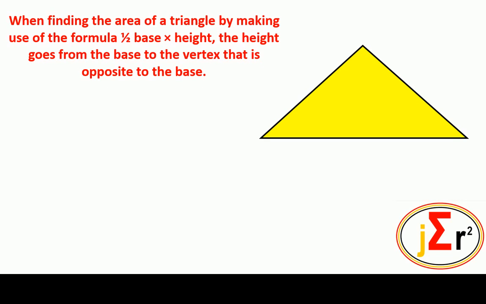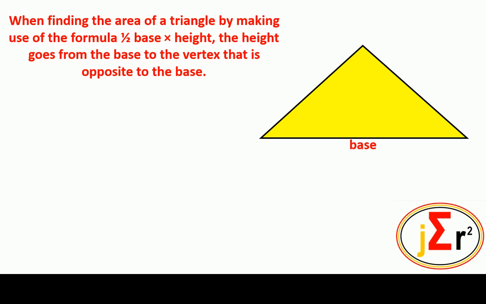We will clarify the identity of the base and height of the triangle in order that students might be able to find the area of the triangle more efficiently. When finding the area of a triangle by making use of the formula half base times height, the height goes from the base to the vertex that is opposite to the base. So we will identify one side of the triangle as the base.